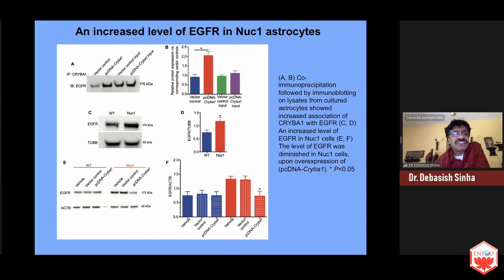So to prove that it is the crystalline that is making the EGFR expression higher, we overexpressed crystalline in both the wild-type and the Nucleolus cells using the pcDNA vector. You see in the wild type, nothing happens, but in the Nucleolus, you can lower the expression more or less to the wild-type level as shown here in the graph, meaning that in these Nucleolus astrocytes, EGFR expression is higher only because of the loss of crystalline, which is required for its function.